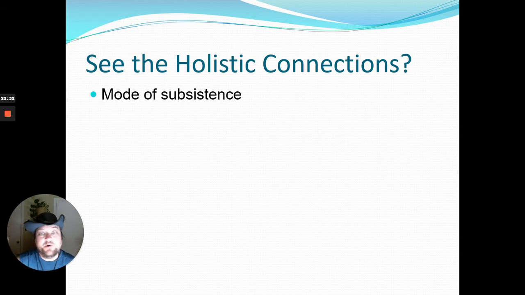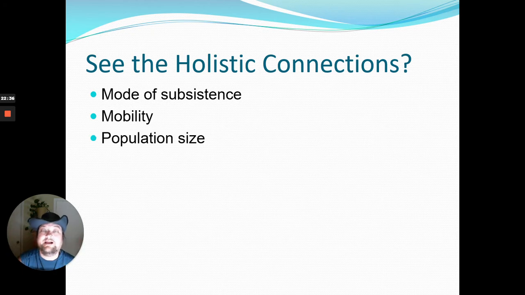You see here the mode of subsistence and the level of mobility that people have is tied to their population size, right? Because you need to maintain a certain population size to be able to maintain, for example, a foraging way of living, with being able to move throughout a territory on a seasonal basis. Remember, nomads are not aimless wanderers forever. They circulate within a given territory, so nomad is not necessarily the best term.